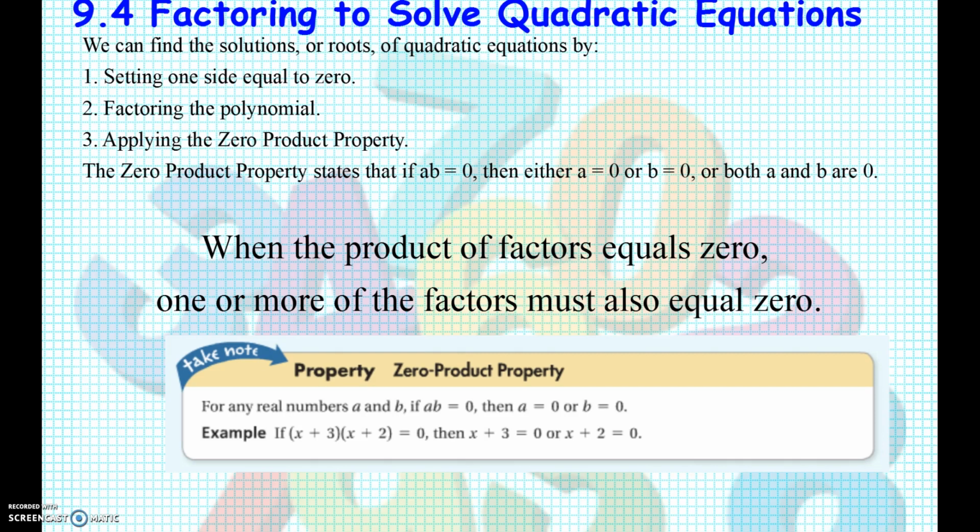And the zero product property basically says if you have two numbers that multiply to 0, one of those numbers has to be 0, right? So when the product of factors equals 0, one or more of the factors must also equal 0.